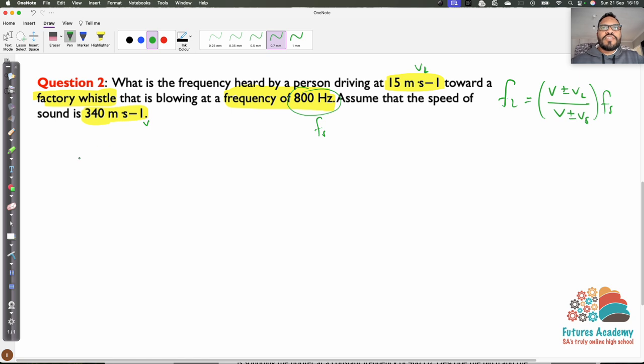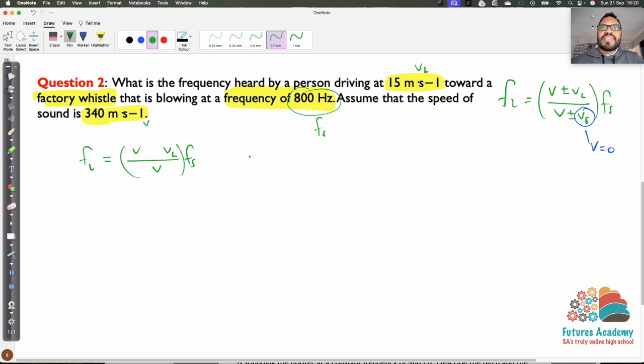Okay, so when you answer this question, the very first thing is you're going to write down the frequency of the listener is equal to, open up your bracket, and you're going to multiply it by the frequency of the source. The whistle is stationary, right? So in other words, when the whistle is stationary, the VS value will be 0 because the source is not moving, okay? Which means at the bottom, I'm only going to have V, this part falls away, and on top, I'm going to have VL.